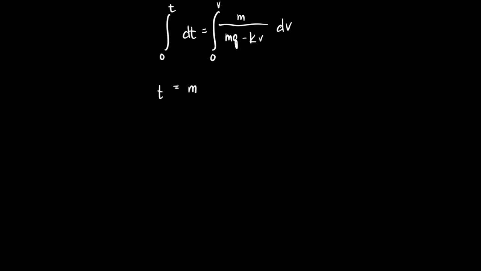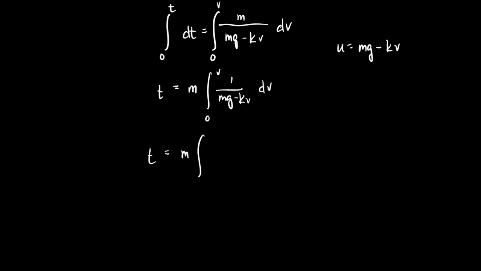I'll pull the m out first, just to give us a starting point. But yeah, I think we're looking at a u-sub situation here. So I'm going to say u equals mg minus kv. That'll be my substitution. Now, the good part about that substitution is that it's pretty simple.